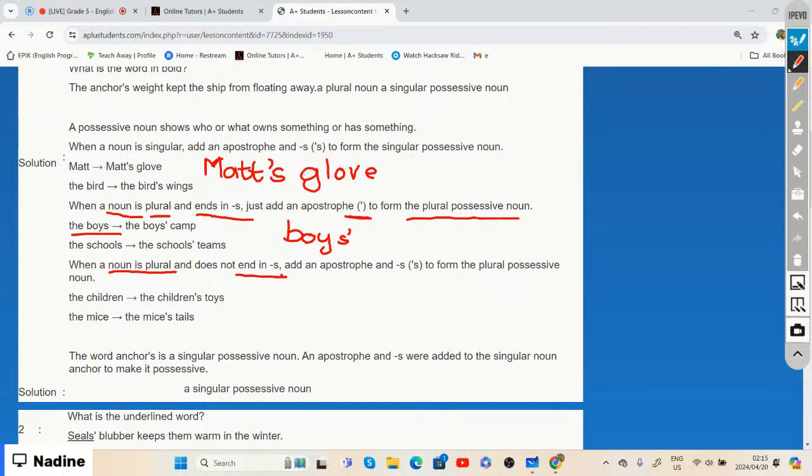So when we show possession, or to show a possessive noun, it means that we need to put an apostrophe and an S, because we are now putting emphasis on the person who owns something or who has something. It is the person or the thing that is owning something or who has something. To show the possessive noun, we just add an apostrophe, or an apostrophe as well as an S. And that basically shows the possessive noun.